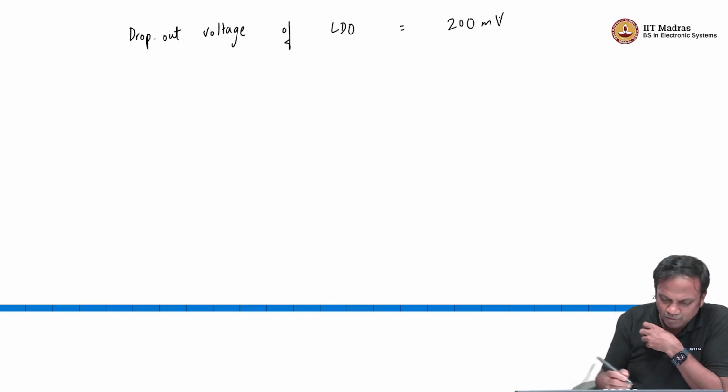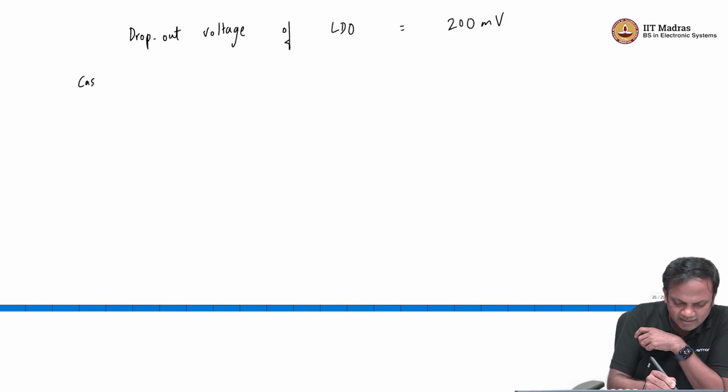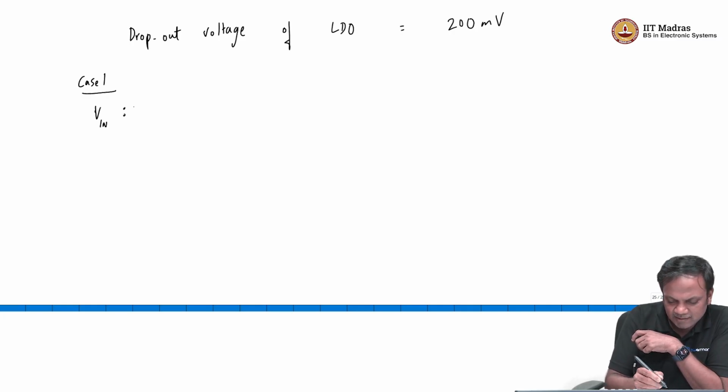Let us take two different cases. So, let us say case 1, supply voltage which is V in is a lithium ion battery.